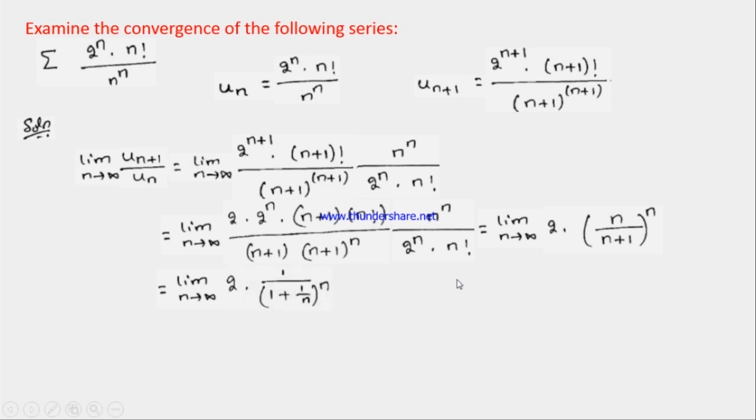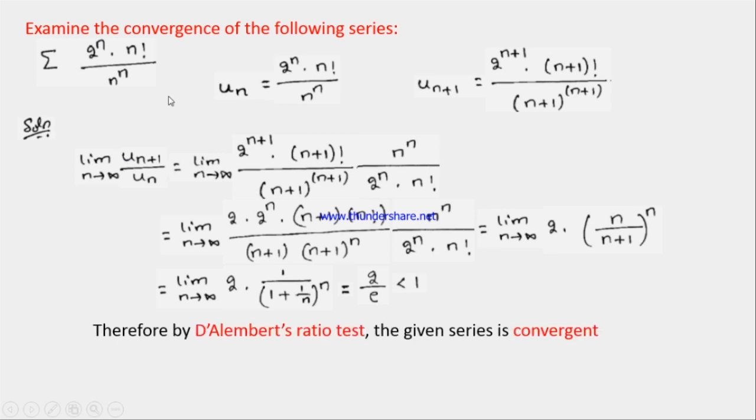Now as n tends to infinity, 2 times 1 divided by 1 plus 1 by n whole power n. If people need to know the reason, I've just taken n common here, that n cancels with this n to get 1 plus 1 by n in the denominator. So now as n tends to infinity, the value of this expression is what? e. So we get 2 by e. And since we know the e value is approximately equal to 2.7, this value should be less than 1, and we will claim the series is a convergent series.